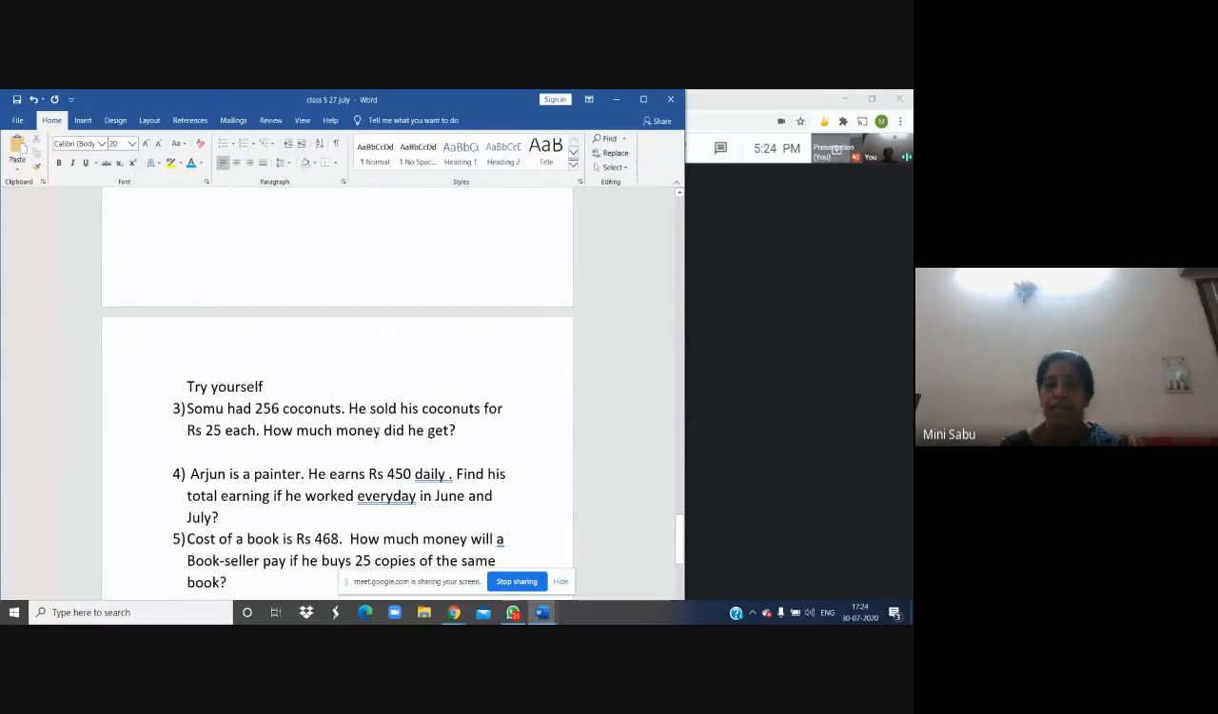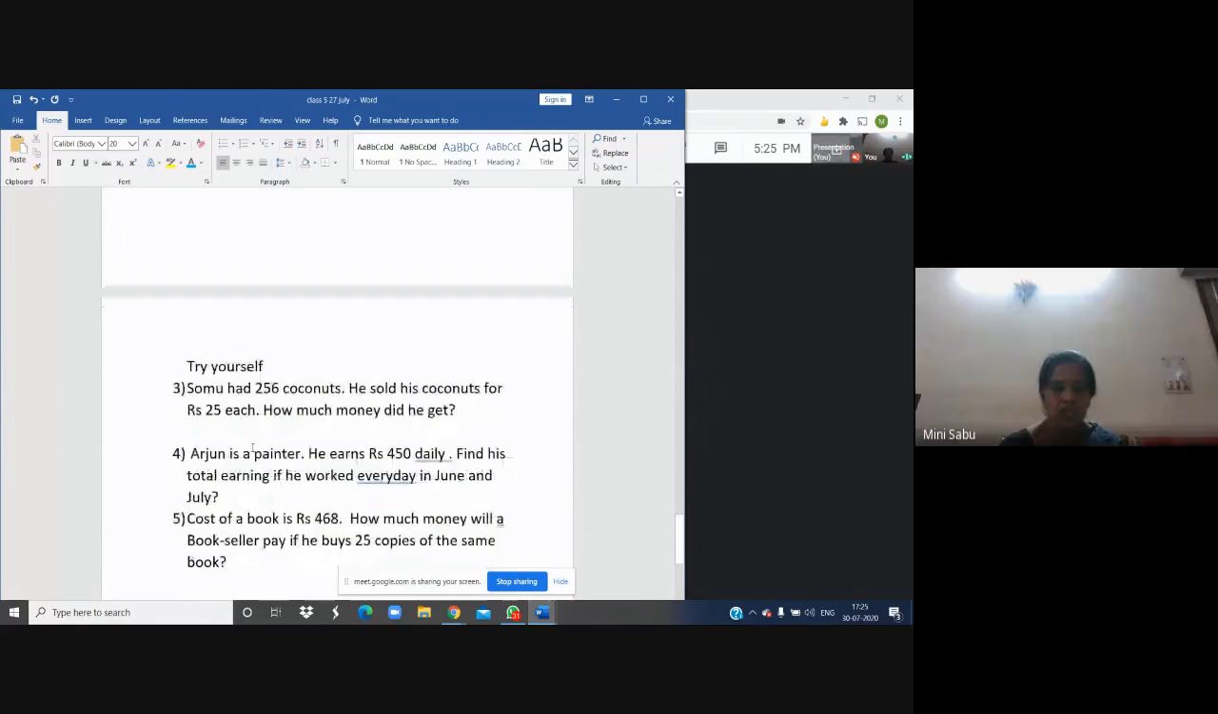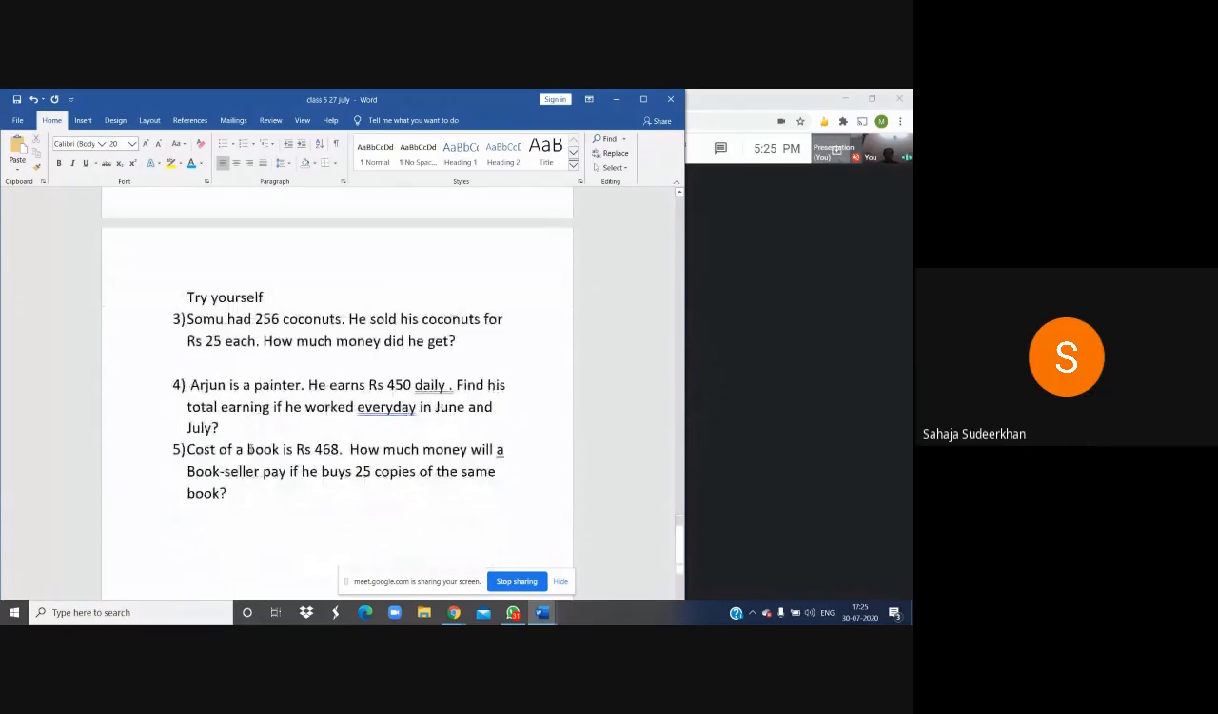So after selling all the coconuts, how much money will he get? Money he gets equals 256 into 25. You can write and multiply and get the answer. And finally, you will get the answer. Then you will write, he gets dash rupees by selling 256 coconuts. Got the idea? Listen carefully, then you can solve. Yes. Now we are going to another question.